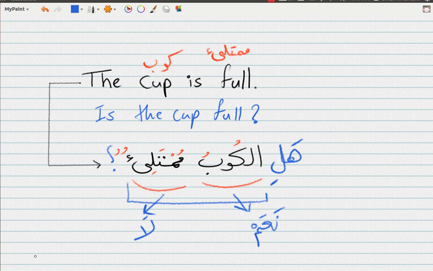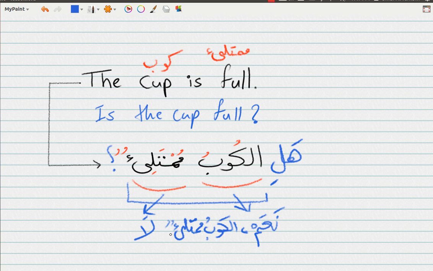And if I want to have a more complete answer, take this in English, for example. If someone asks you, is the cup full? And you answered yes, you could say yes, the cup is full. So basically it's the same in Arabic. So نعم, then comma, الكوب ممتلئ.